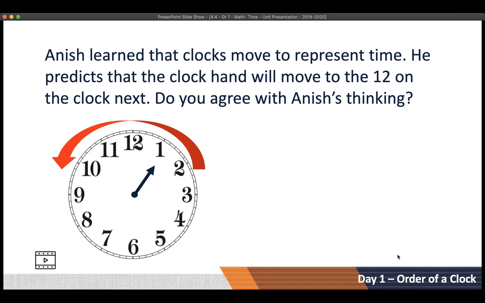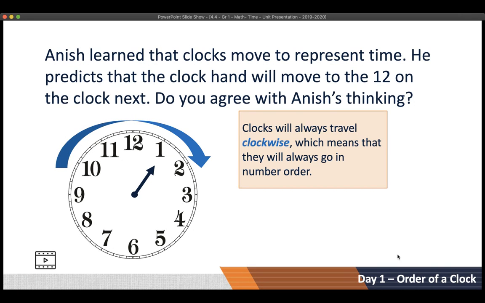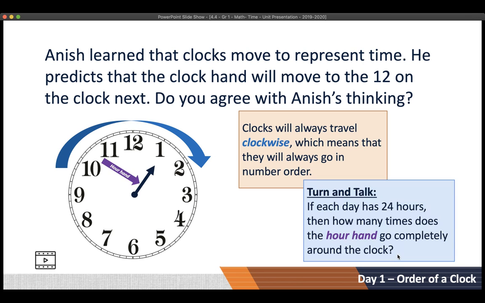So I disagree with Anish's thinking because clocks don't actually move that way. The arrow pointing to the left is incorrect. Clocks actually move the other way. Clocks will always travel clockwise, which means that they will always go in number order. So when it's on the 12, the next number it'll move to would be the 1. From there, it would go to the 2, then the 3, the 4, 5, 6, 7, 8, 9, 10, 11, 12, and then back to 1 again.